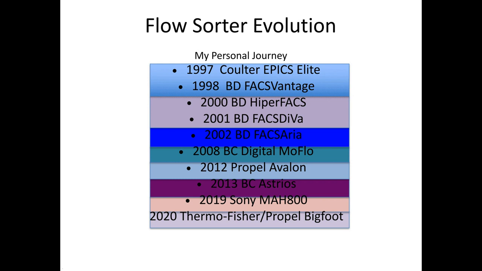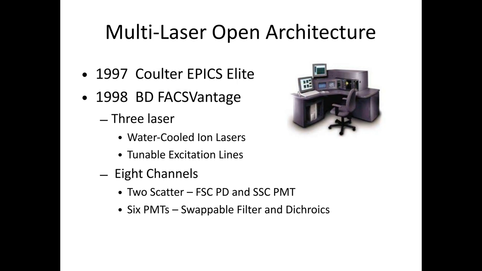When I came over to Scripps from Coulter in the late 90s, I was trained to use the Epics Elite, which is very similar to the BD FACSVantage. Their configurations were three laser systems, and the lasers were a lot different back then, to say the least. They were large water-cooled ion lasers that required significant infrastructure and tuning, but they were really powerful lasers with great beam qualities, and you could tune them to different colors. It gave you a lot of inherent flexibility in your systems.